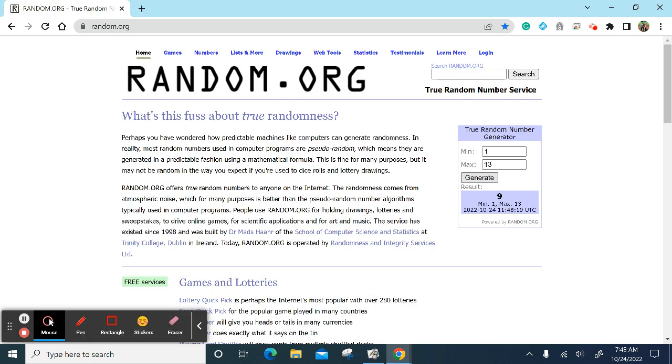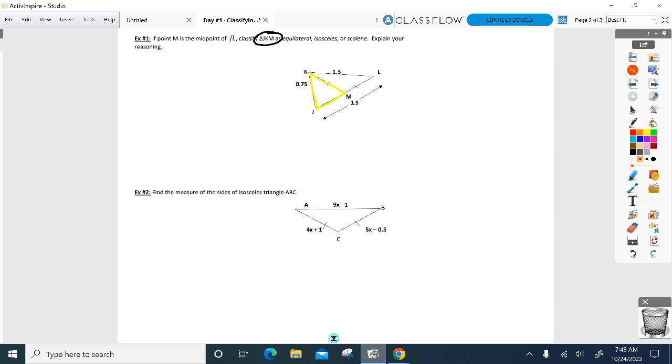All right, JM and ML have to be how long each? M is the midpoint of JL. Half of whatever that is. Got to have it so I can figure out the length of JM. Okay, so JM is 0.75. ML is 0.75. We're all good on how we got there. M's the midpoint, I take half. All right. One side remains, which is KM.